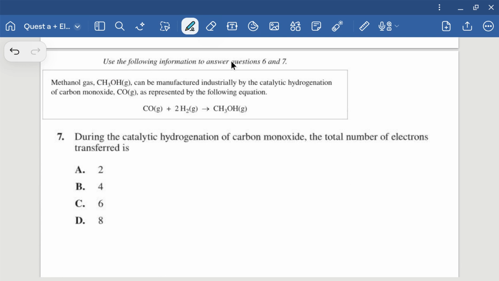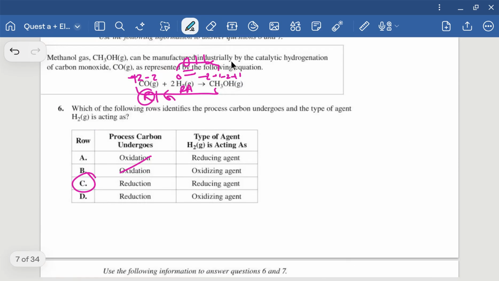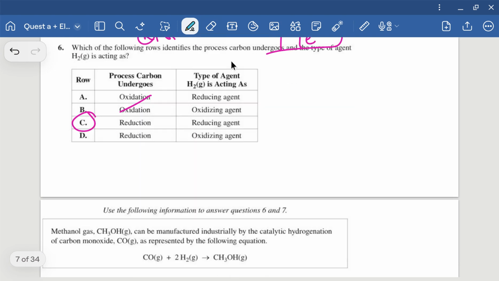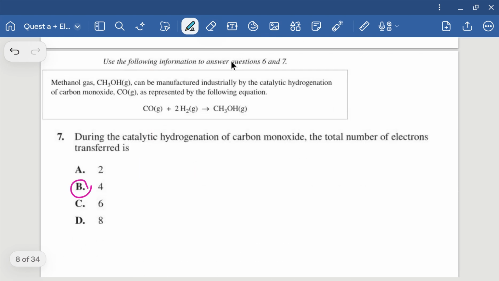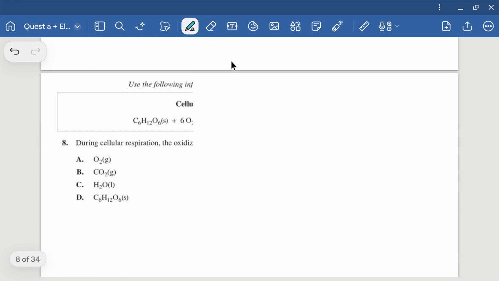Okay, question number 7, we have again some information, same reaction. We assigned our oxidation numbers already, and it's asking about the total number of electrons transferred. So when we go back up here for a second to the oxidation numbers we've already looked at, we see that carbon is going from +2 to -2. That's a difference of 4 electrons. And hydrogen was going from 0 to +1, but each atom was doing that, and there were 2 altogether, so that's still 4 electrons. So in this one, we should see our answer is B because we have those 4 electrons being transferred.